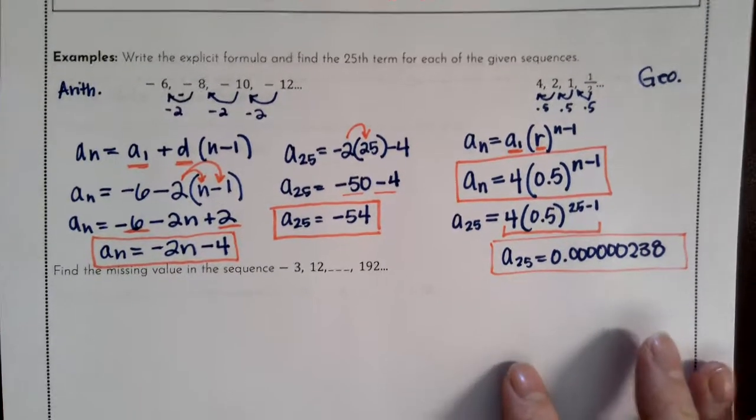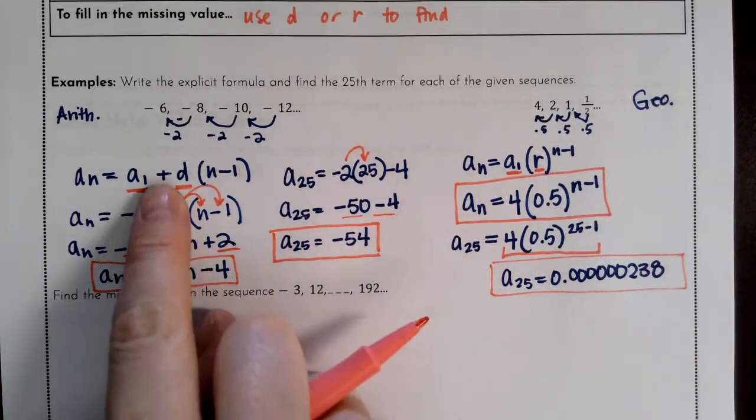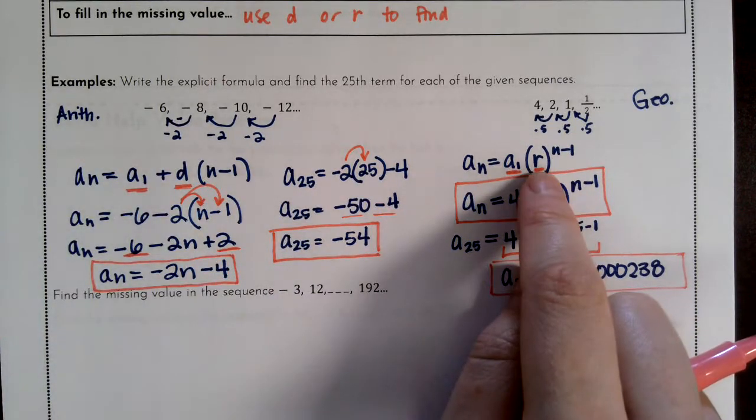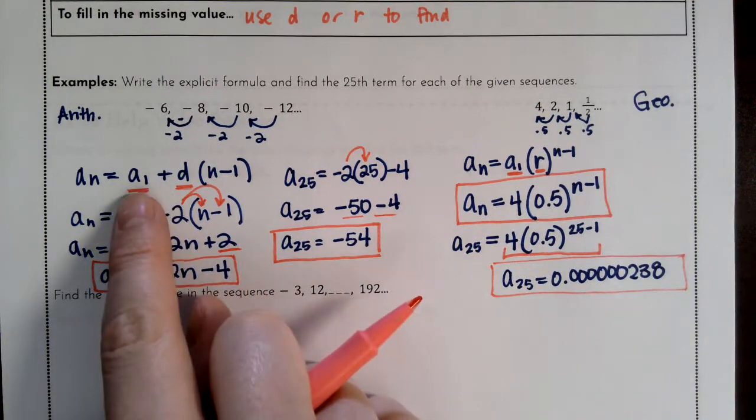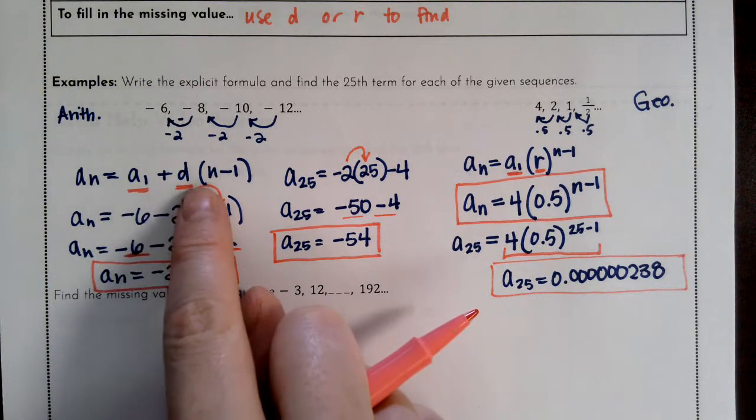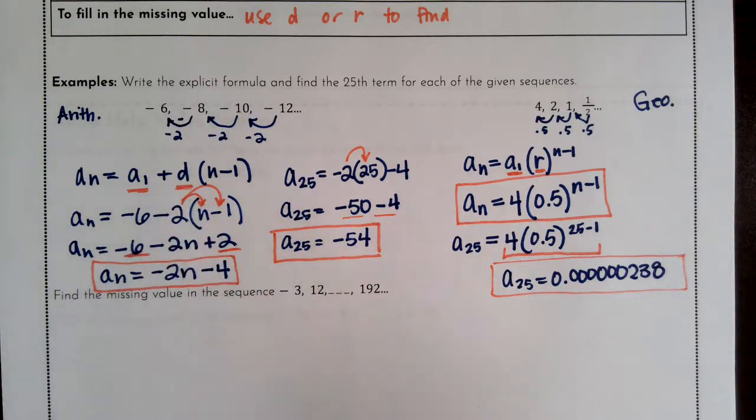So to find the formulas, you just need to know which is which: the one with the plus sign is arithmetic, the one with parentheses or a multiplication sign is geometric, and then you always just plug in a 1 and then either D or R for the formula.